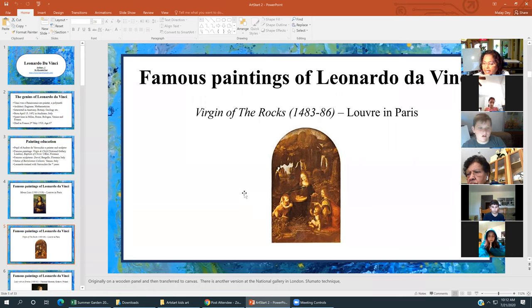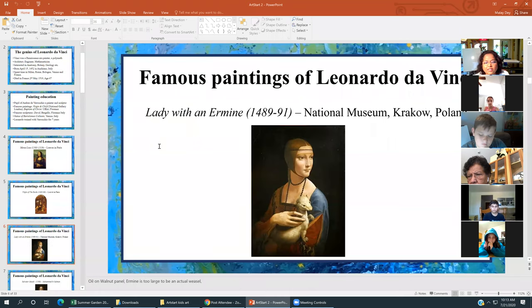It was originally on a wooden panel, but then they transferred it onto a canvas, and it's available at the Louvre in Paris. There's another copy of it at the National Gallery in London. Same thing, the painting is very soft. It has used the sfumato technique. Okay? The next painting is called The Lady with an Ermine.